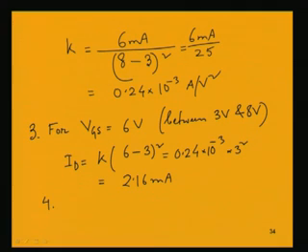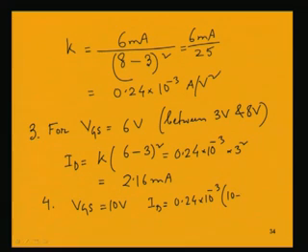Another point let us take for a higher value of ID. Let us take VGS equal to 10 volt. For VGS equal to 10 volt, ID will be equal to K, 0.24 into 10 to the power minus 3, into (10 minus 3) square. If you calculate this value, you will get 11.76 milliampere. So, now we can comfortably draw the transfer characteristic, because we know 4 points.